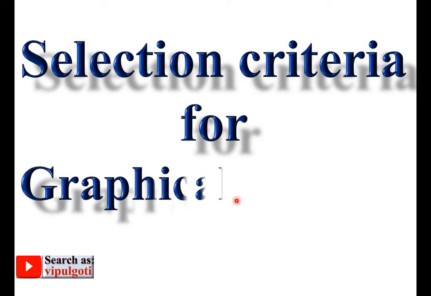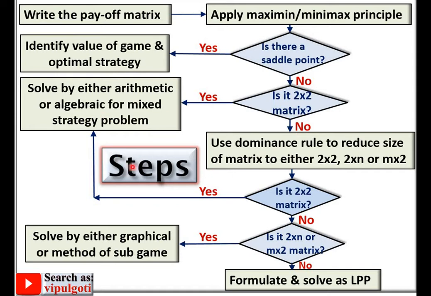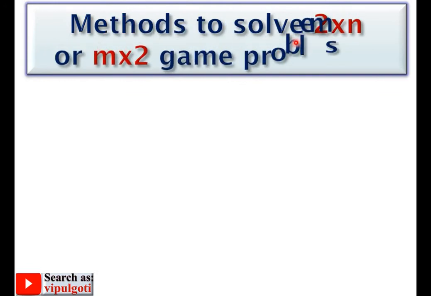So first of all, let's see the selection criteria for the graphical method. Let's see the steps of the game theory problem, and here you can see the graphical method. From that you can conclude that if your payoff matrix is 2 by n or m by 2, then you can apply the graphical method. The selection criteria is the same for the graphical method as well as the method of subgame. In short, we can say these are methods to solve 2 by n or m by 2 game problems.